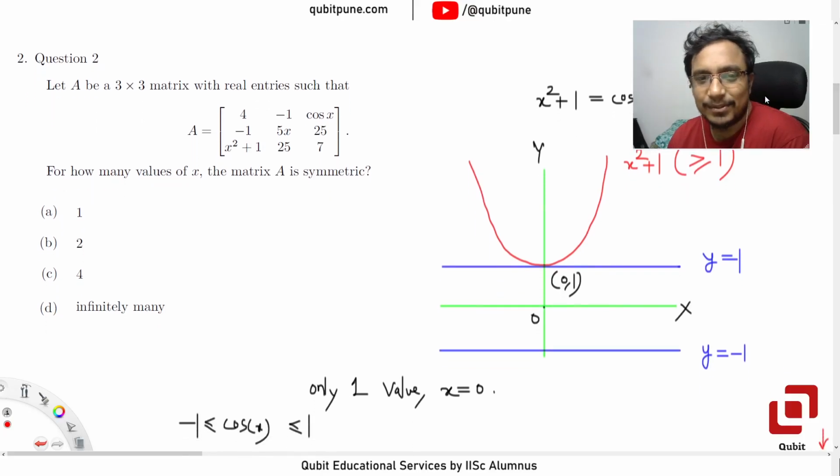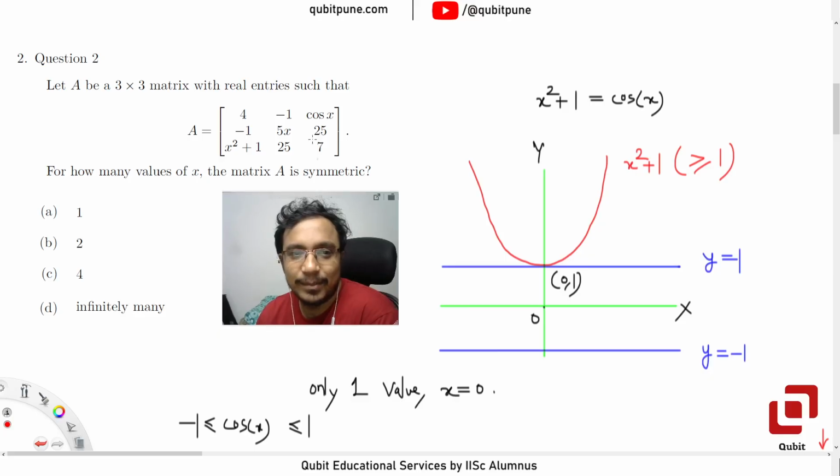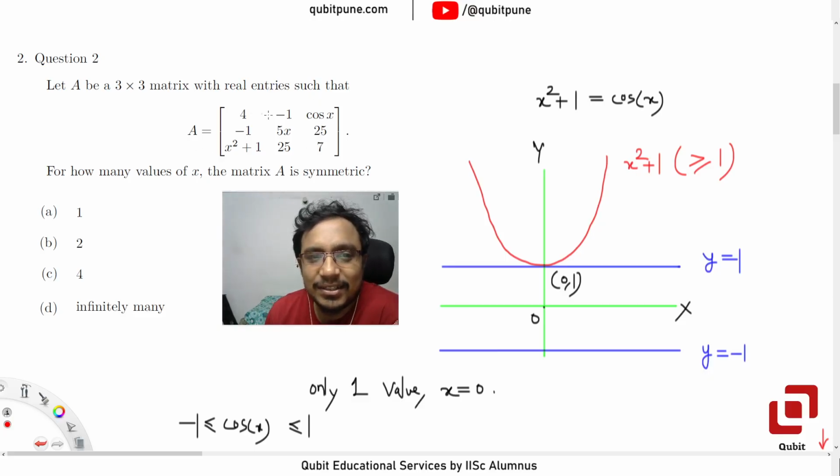Yeah, this was also, I would say, a deliberate inclusion of matrices there. There is really nothing about matrices that is tested. Let A be a 3 by 3 matrix with real entries such that A is 4, negative 1, cos x, negative 1, 5x, 25, x squared plus 1, 25 and 7. For how many values of x is the matrix A symmetric?